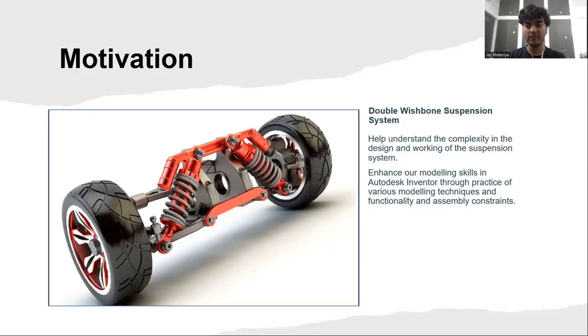A car consists of various systems that come into play to provide a great riding experience. One such essential component is the suspension system, which is responsible for enhancing the level of comfort and improving the handling of the car. A double wishbone suspension system is special because it allows each wheel to act independently of the other. So we finally decided to go with the double wishbone suspension system because this would help us understand the complexity in the design and working of the suspension system.